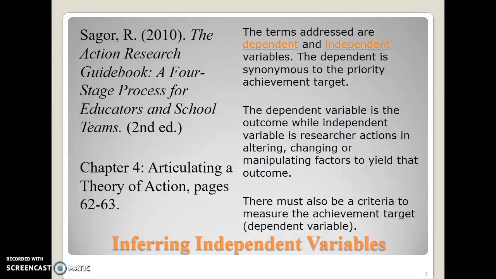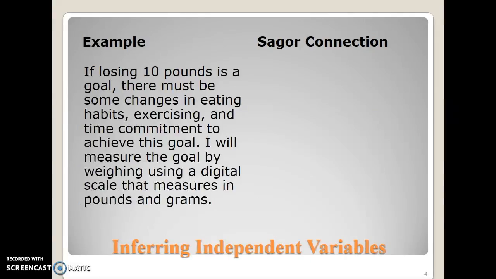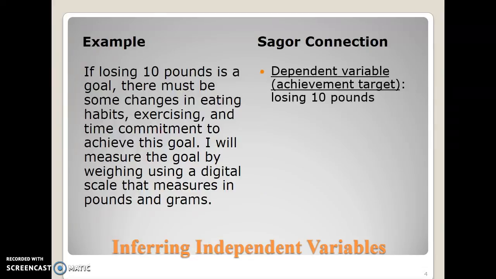There must also be a criteria to measure the achievement target, which is your dependent variable. So once again, the dependent variable is also called the priority achievement target, or that's your goal. For example, if I want to lose 10 pounds, and that's my goal, that's my achievement target, there must be some changes in my eating habits, in exercising, and the time I commit to achieve this goal. I will measure the goal by weighing myself using a digital scale that measures in pounds as well as in grams.